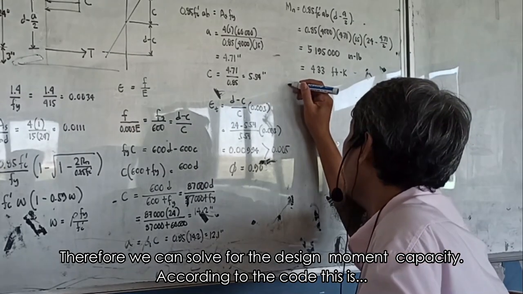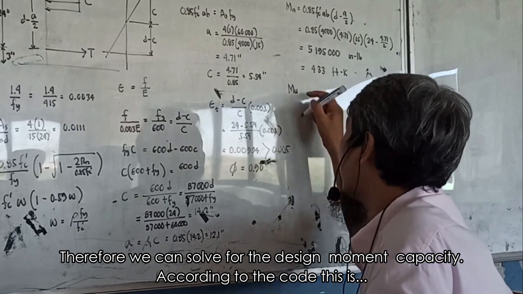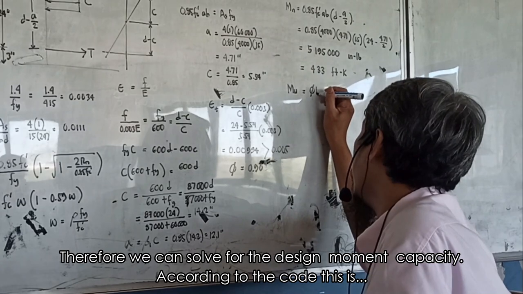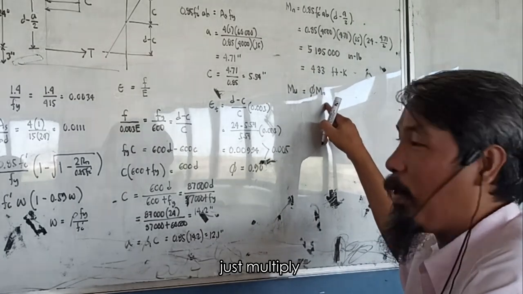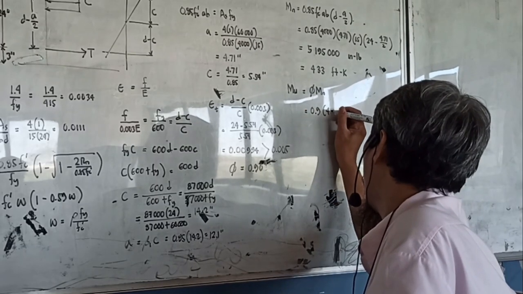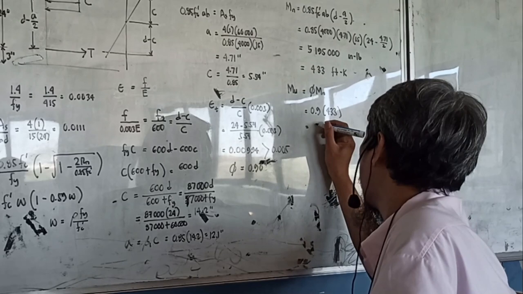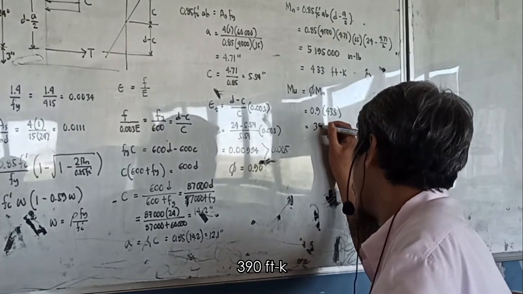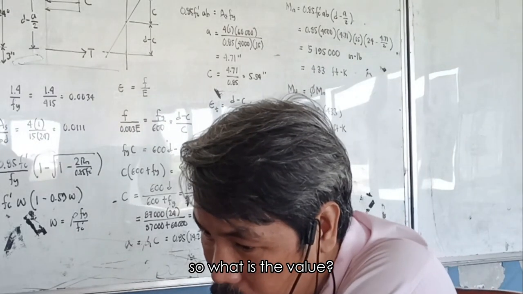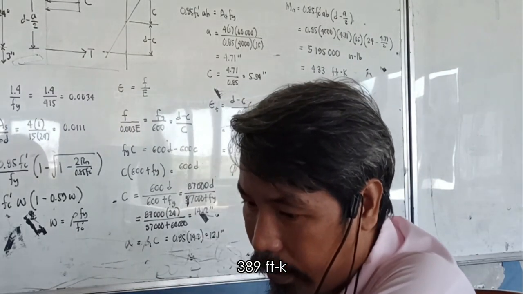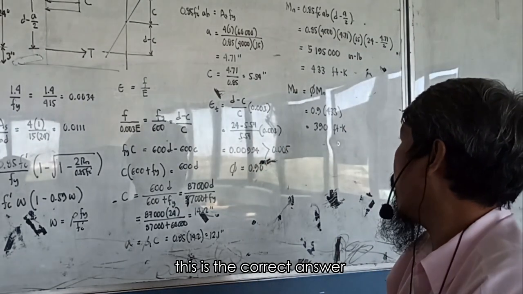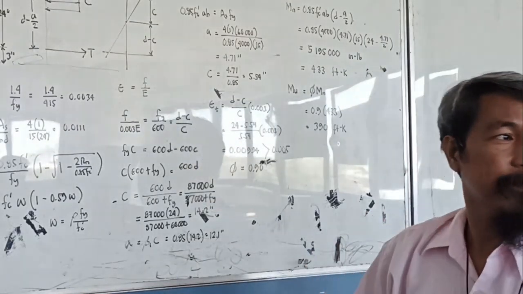And therefore, we can solve for the design moment capacity according to the code. Just multiply. So multiply by 0.9. How much? 433. How much? 390 feet-kips. So what is the value? Okay, 389. Almost 390, right? So this is the correct answer.